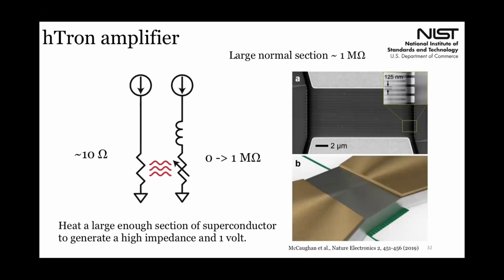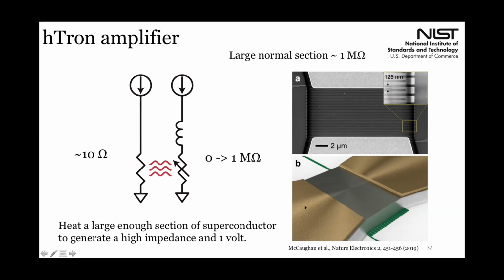So this is where we need a voltage amplifier. And so the idea is that if you can heat a large enough section of the superconductor rather than just a small hotspot, then you can generate a high impedance.